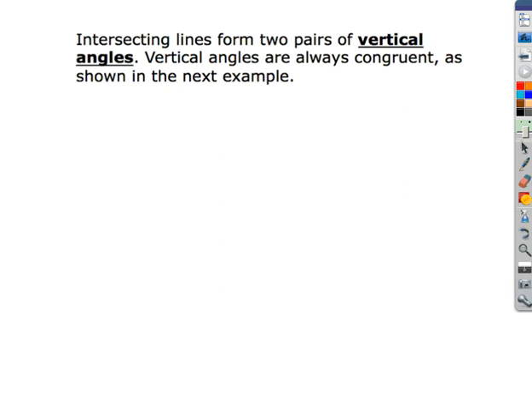Intersecting lines form two pairs of vertical angles. We're talking about vertical angles here. And vertical angles are always congruent. They always have the same measurement. So I'm going to give you an example in a second. One thing I want to talk about is what they look like. So when we have a pair of intersecting lines, we have something that looks like this. And our vertical angles are going to be on opposite sides of that intersection. So maybe angle 1 and angle 3.